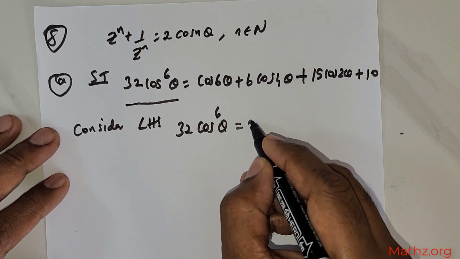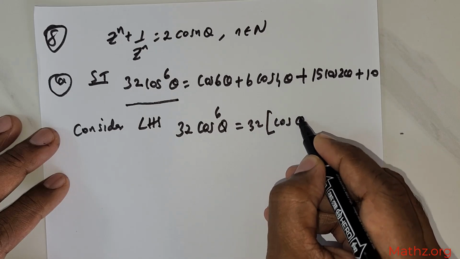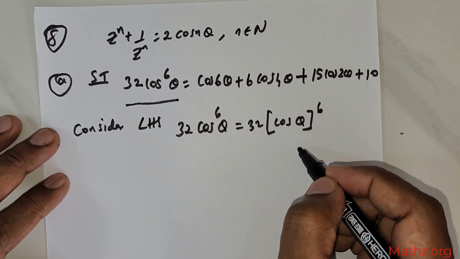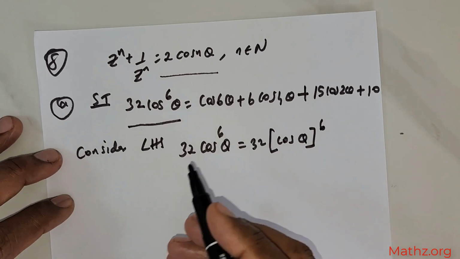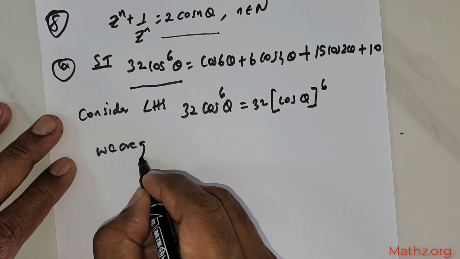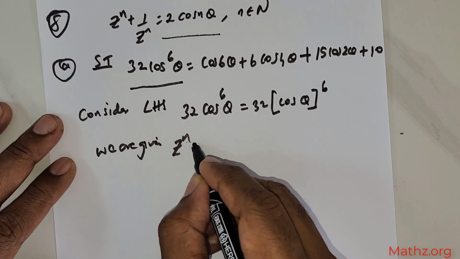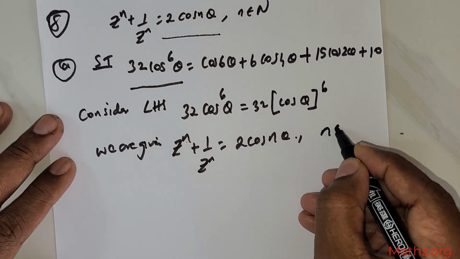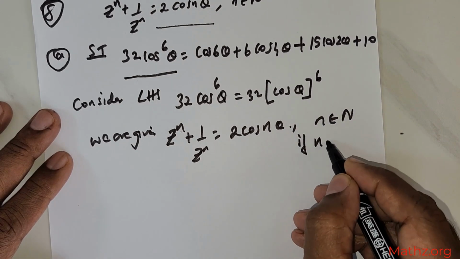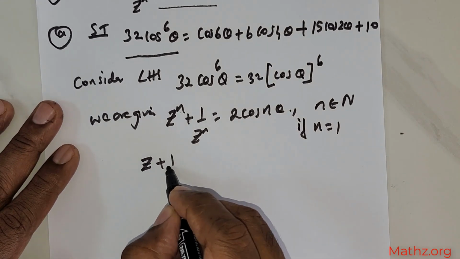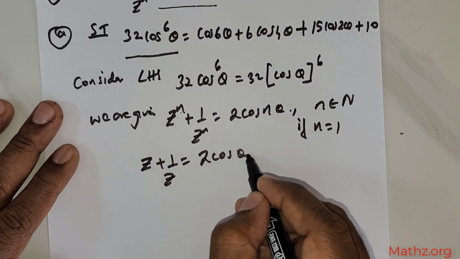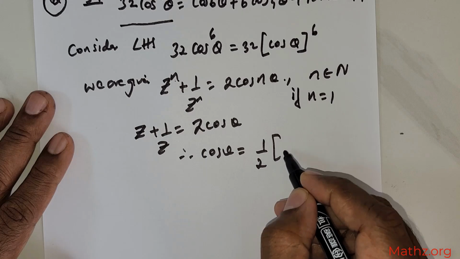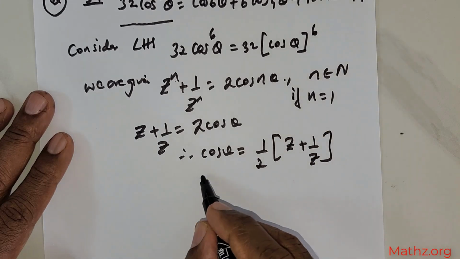Now I would like to rewrite this as 32 times cos theta raised to the power of 6. Now let me go back to this information that is given. We are given z raised to the power of n plus 1 over z power n is equal to 2 times cos n theta, n is an element of natural numbers. So if n is equal to 1, we get z plus 1 over z is equal to 2 times cos theta. Therefore from here I can write cos theta is equal to 1 over 2 times z plus 1 over z. Fair enough, right?